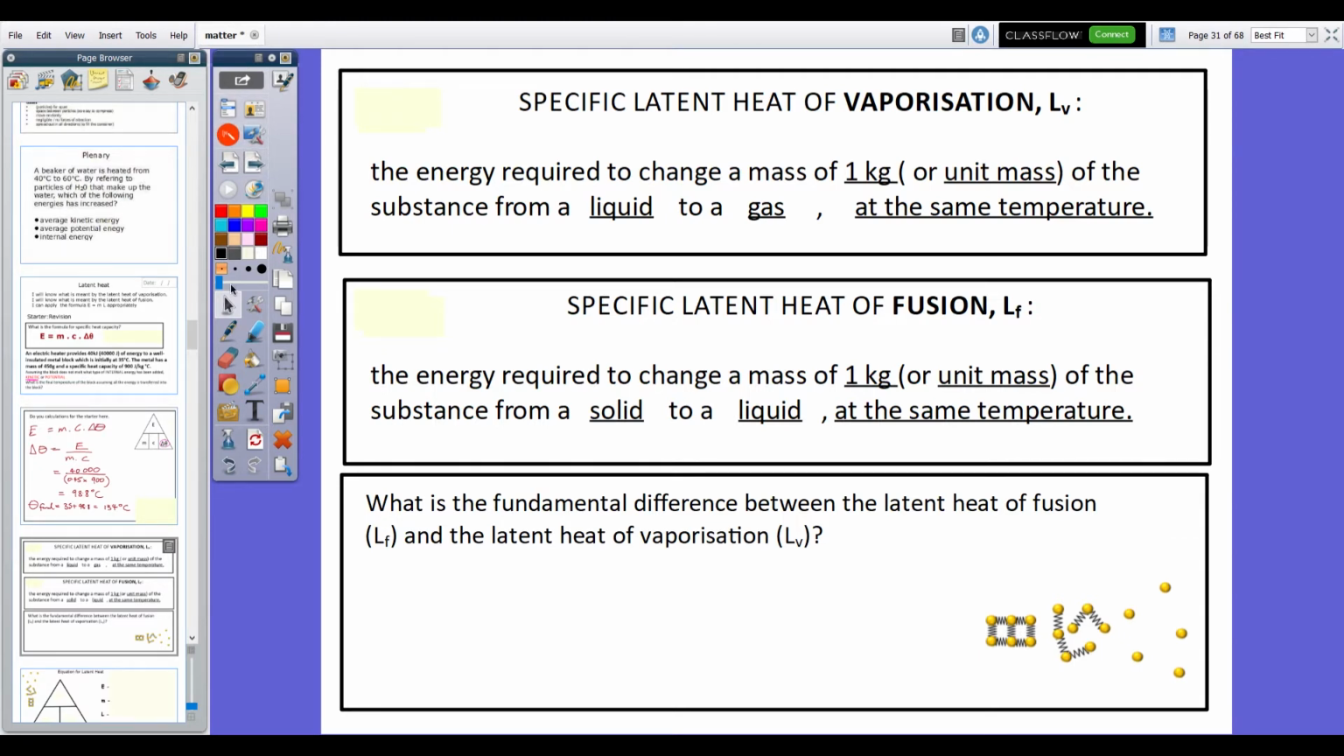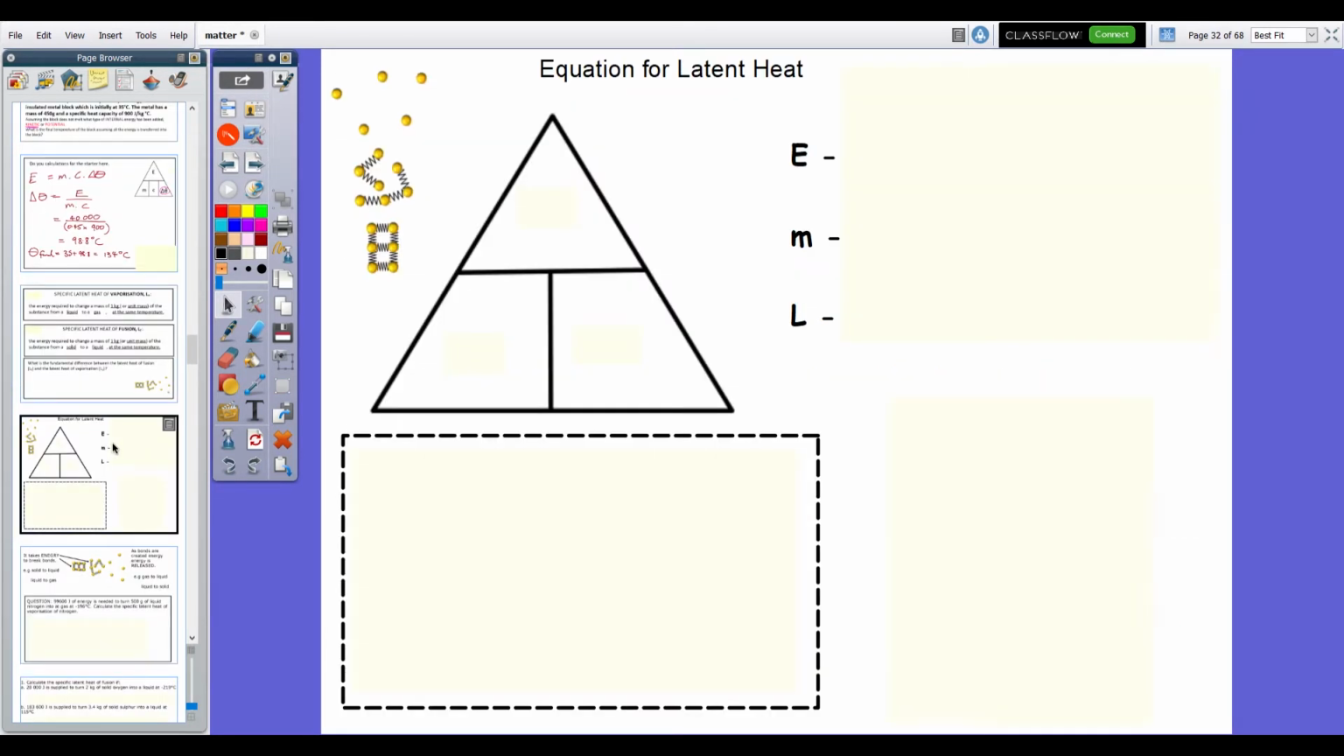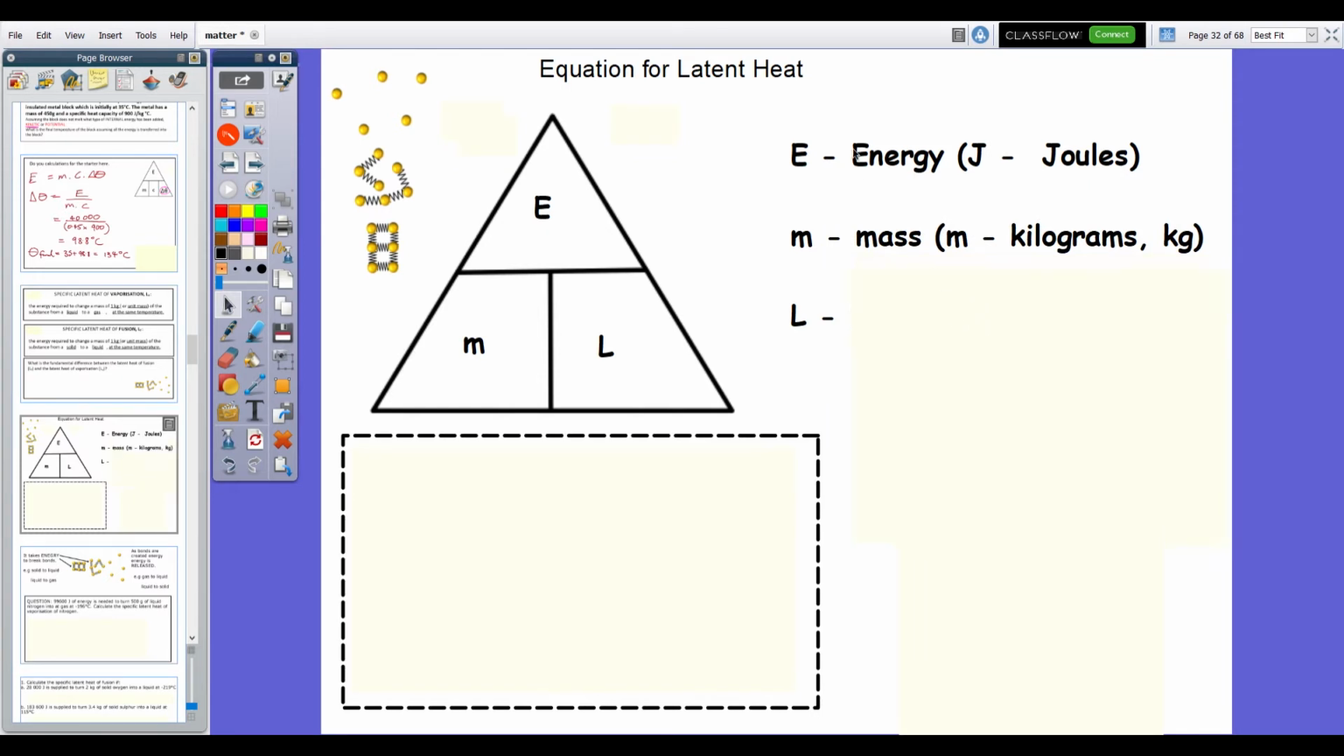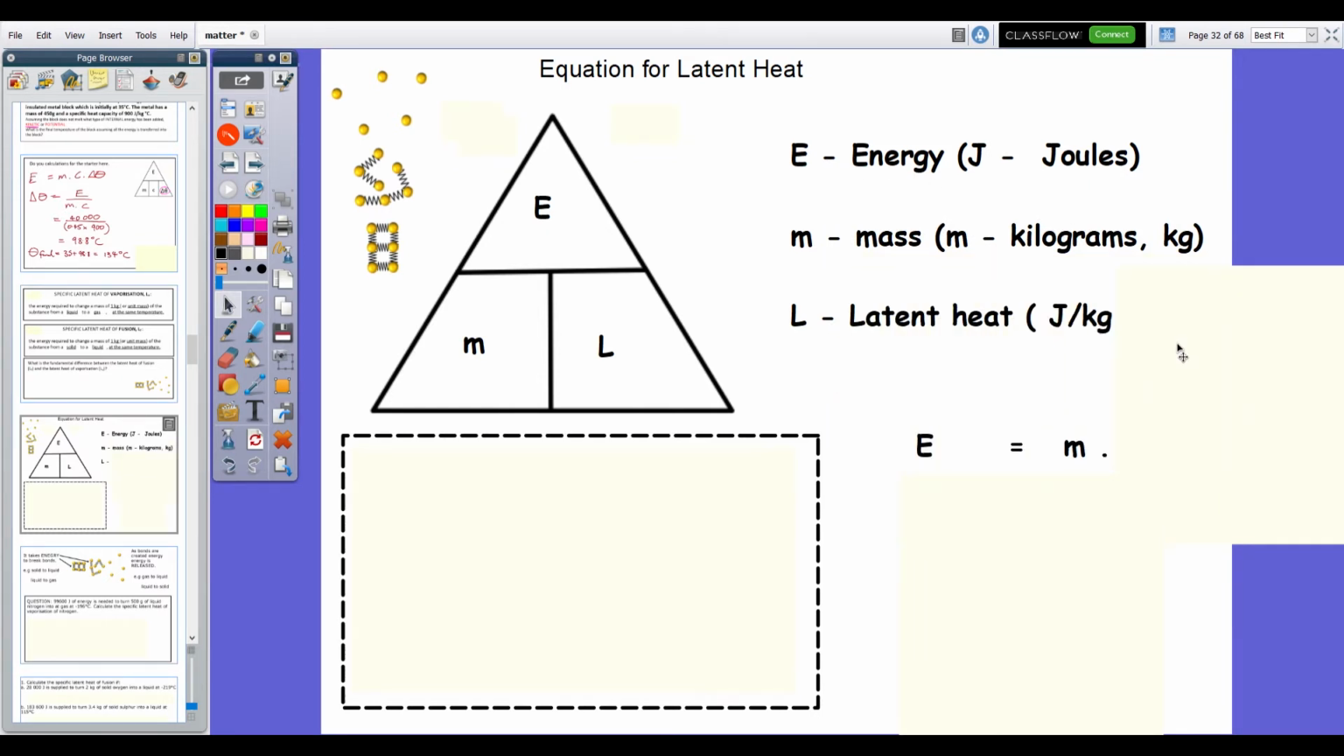That should be straightforward. Now there is a formula that goes along with latent heat, and it's the same formula for the latent heat of fusion or the latent heat of vaporization. The formula is E equals ml. Let's put that in a triangle. What does E stand for? Well, the E is the energy, obviously. M is the mass in kilograms. And L is the latent heat. Could be latent heat of fusion or the latent heat of vaporization. We need to look at the question to see the context.